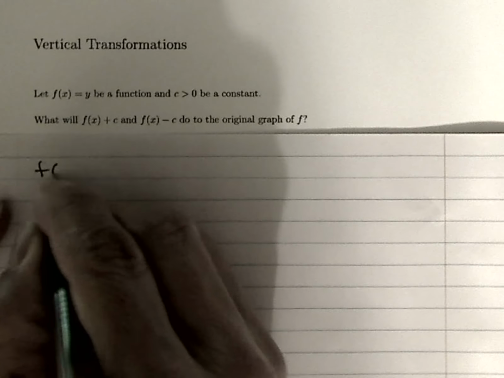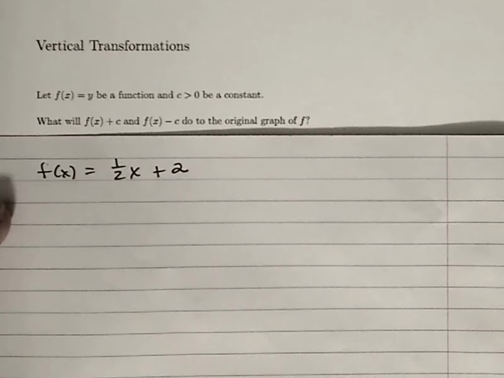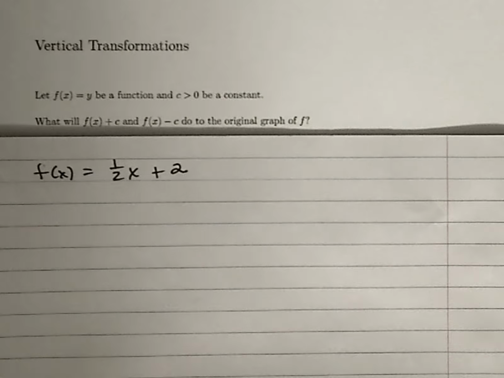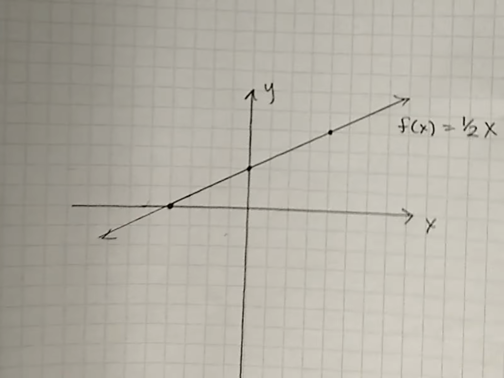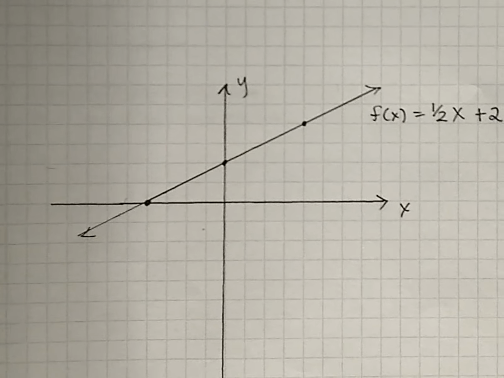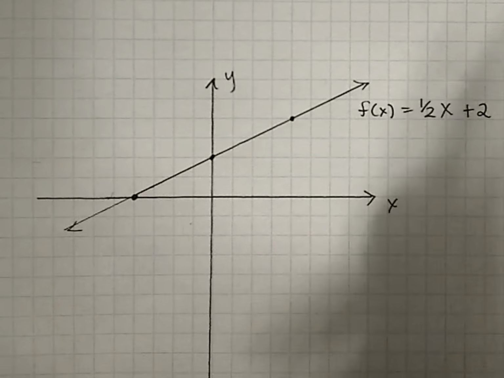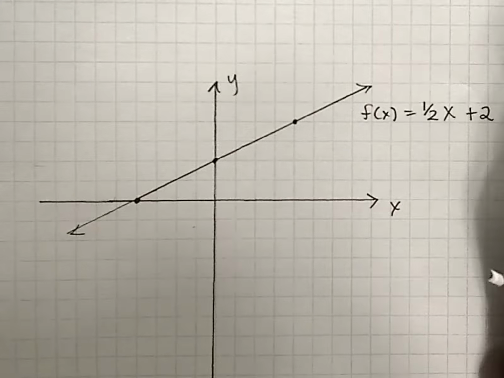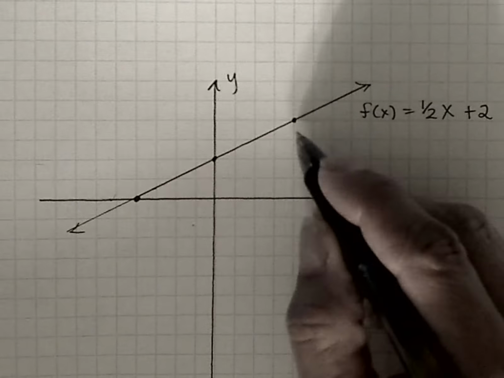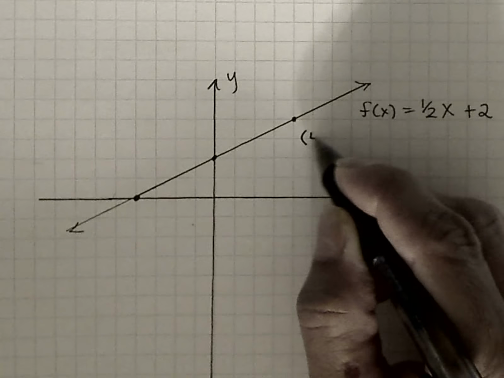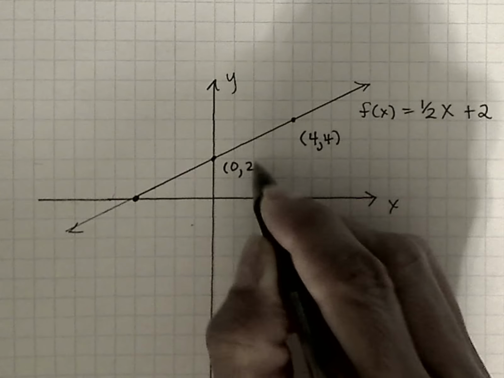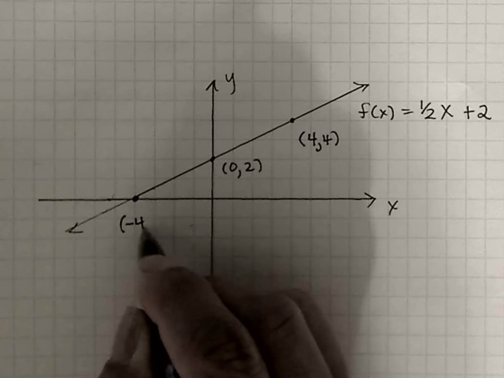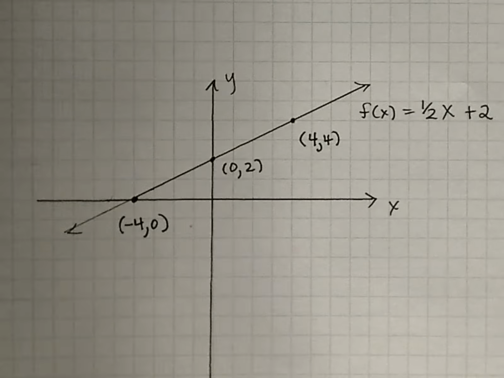Let's let f of x be equal to 1/2 x plus 2. This is the graph of a linear function that looks like this. Now I've plotted a few points that we're going to follow along in our transformation. And let me go ahead and label them here. This first point right here is the point 4, 4. This point is 0, 2. And this point right here is negative 4, 0. So those are 3 points that live on my line.